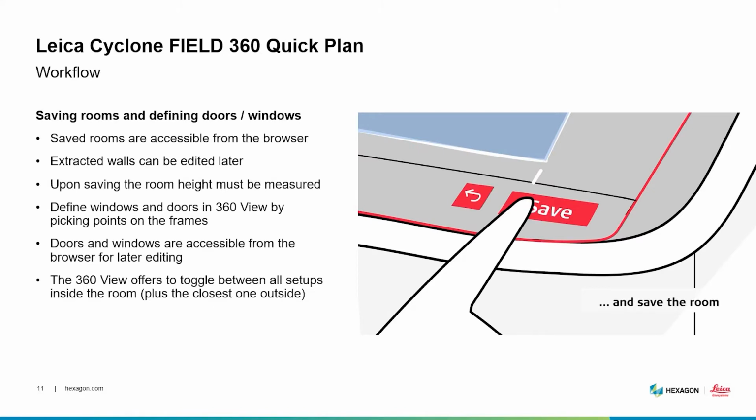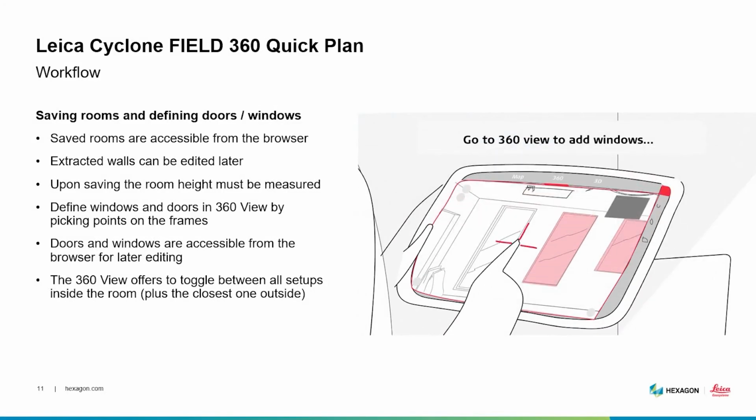So when the first room is measured, you have to define the room height by tapping a point on the floor and then on the ceiling to record and measure the room height. This is done within the 360 view, and you can continue within that view to define the doors and windows which will be integrated onto the walls.